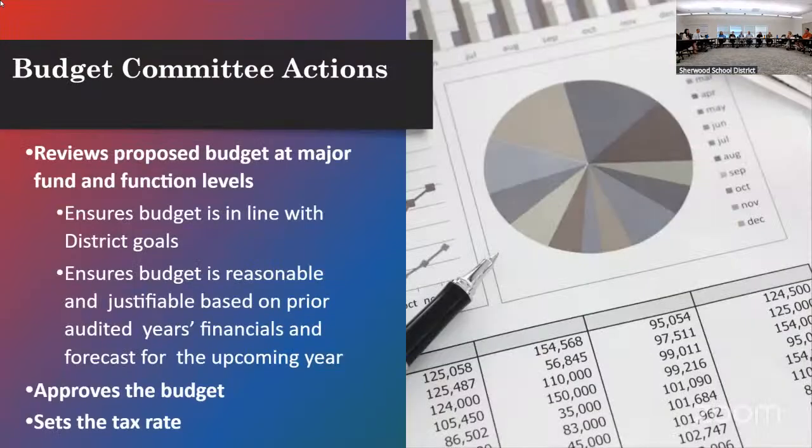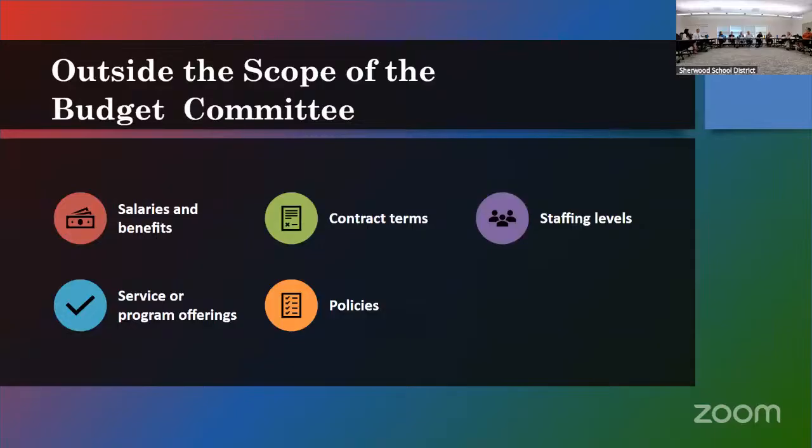Our actions are basically to review the budget at major fund and function levels and ensure that the budget is in line with the district goals. We ensure that the budget is reasonable and justifiable based on prior audited years of financials and forecast for the upcoming year. We approve the budget and set the tax rate. There are a few functions outside the scope of the budget committee, such as salaries and benefits, contract terms and staffing levels, service or program offerings, and policies of the school.